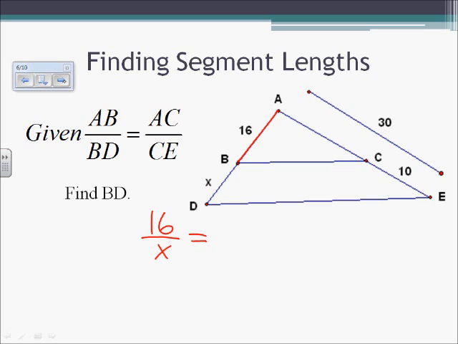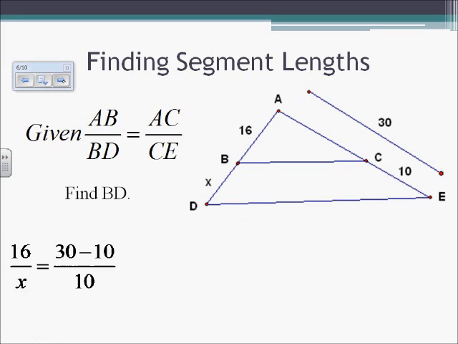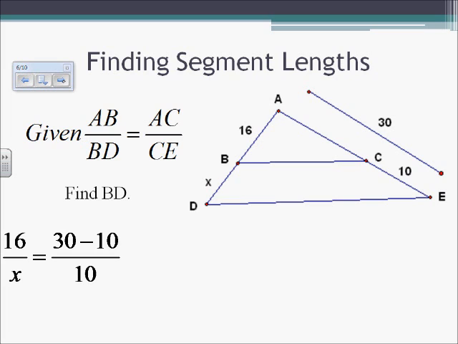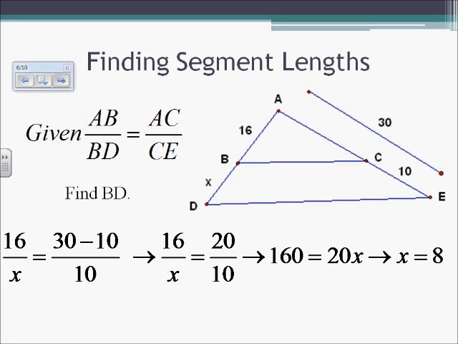That's equal to AC over CE. I don't necessarily know what AC is right away, but I do know that if AE is 30 and CE is 10, then by subtraction this has to be 20. So then AC in my proportion will be 20 and CE will be 10. So I have my proportion of 16 over x is equal to 20 over 10. I will cross multiply and solve for my variable. There's my proportion, and I can cross multiply. 160 is equal to 20x, and x is equal to 8. So final answer, BD is equal to 8.